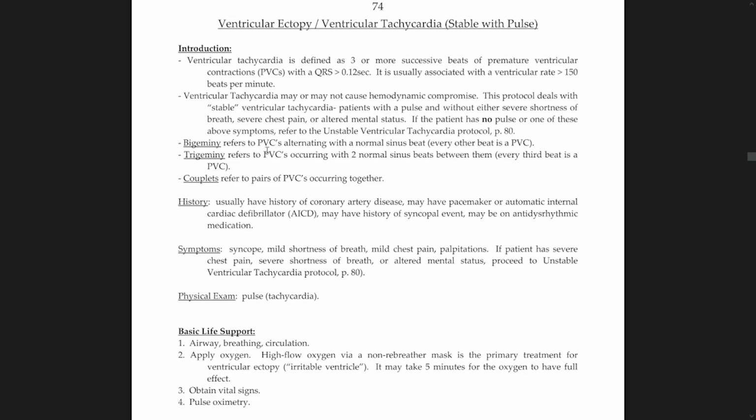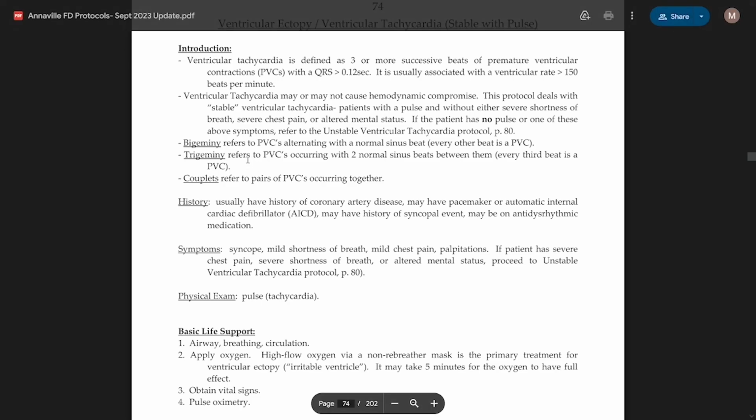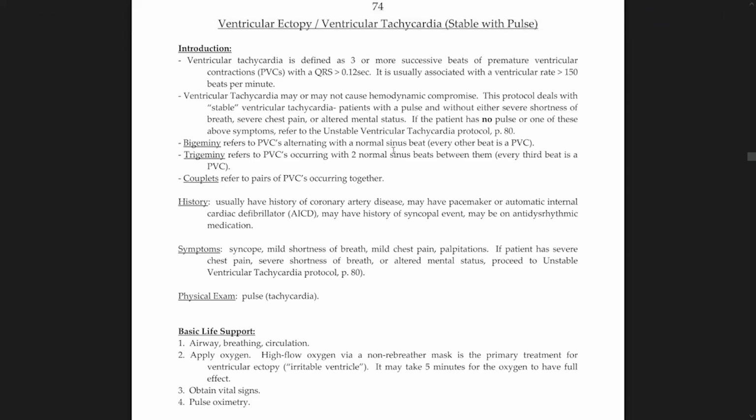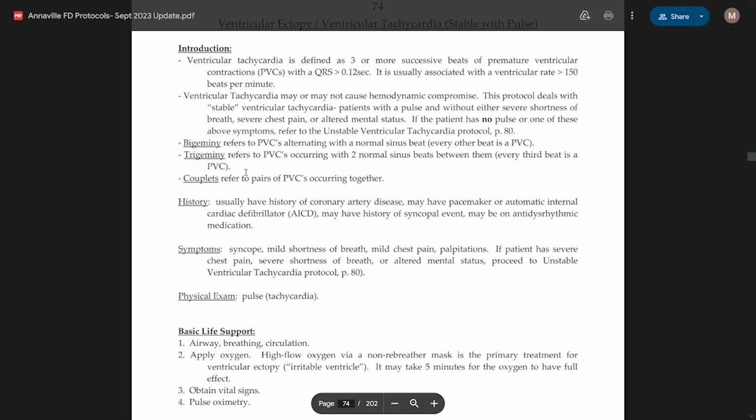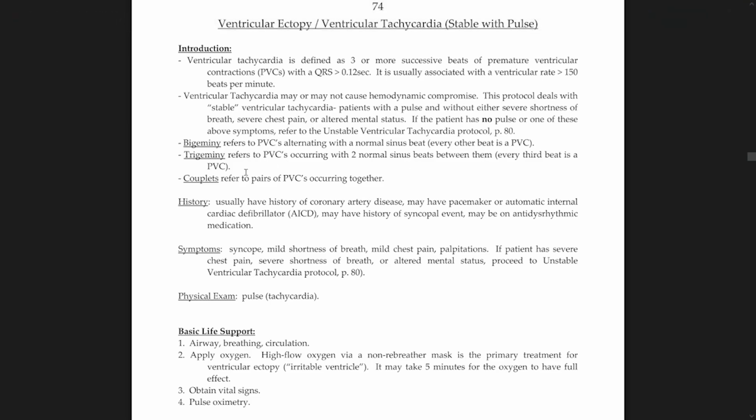There is bigeminy. It refers to PVCs that alternate with the normal sinus rhythm. Every other beat is a PVC. Trigeminy refers to PVCs occurring with 2 normal sinus beats, and then the 3rd beat is the PVC. Couplets refers to a pair of PVCs occurring together.